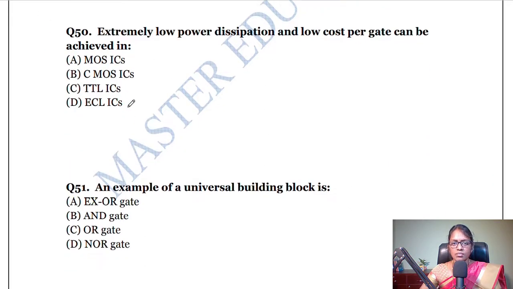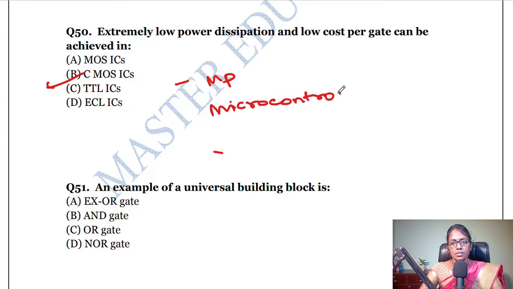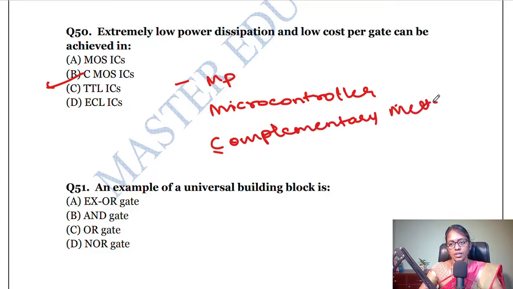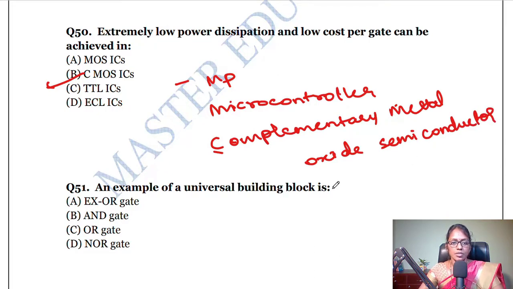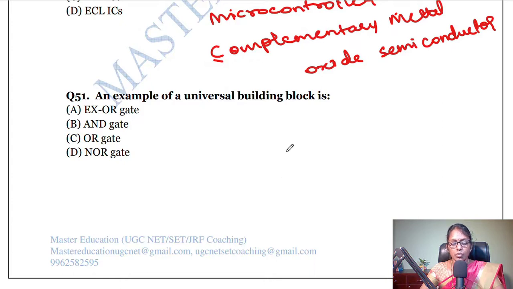The next question: extremely low power dissipation and low cost per gate can be achieved in. So low cost per gate can be achieved using CMOS ICs, that is complementary metal oxide semiconductor integrated circuits. These are all used in microprocessors, microcontrollers and many other things.